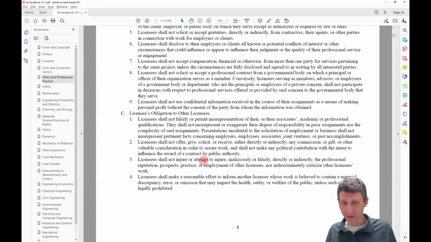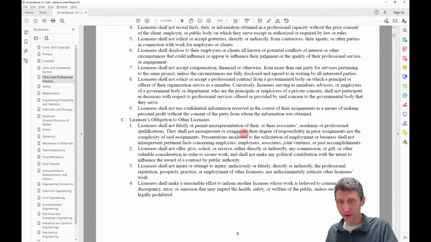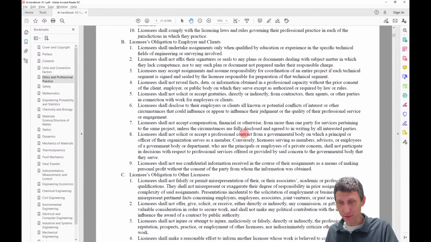And let's look here. So if there's a material discrepancy or error or omission, if there's a problem, you should say something. So you're not going to intentionally try to injure or maliciously go against somebody else. But typically you're not making political contributions with the intent to get work from that. But let's look. Where is it?